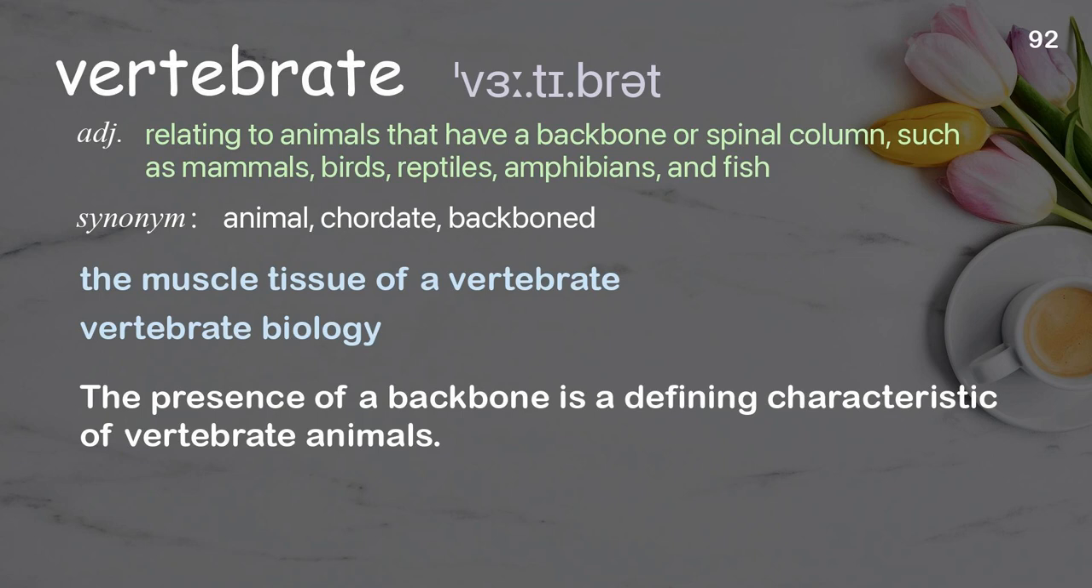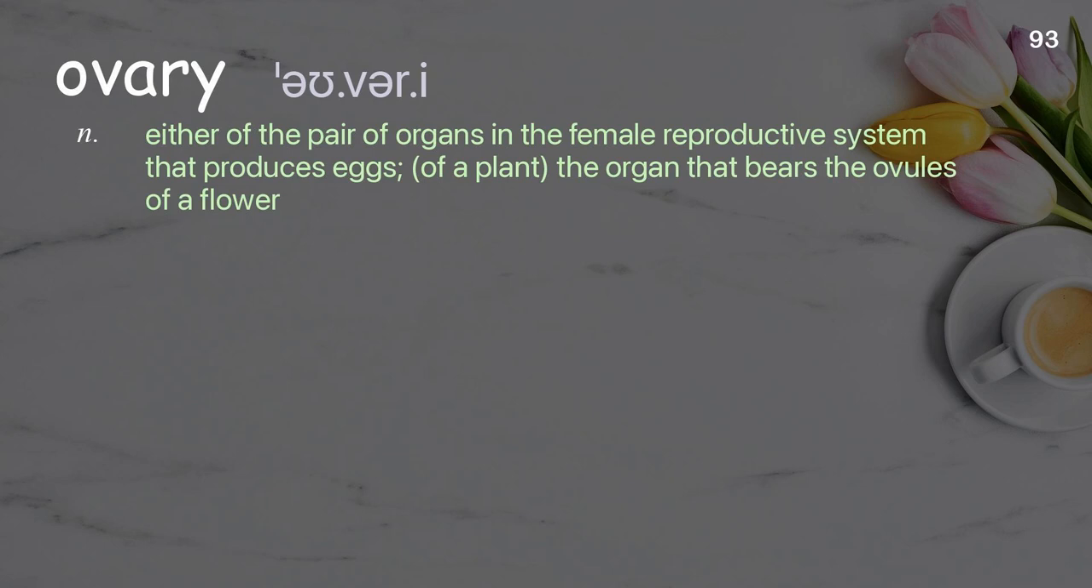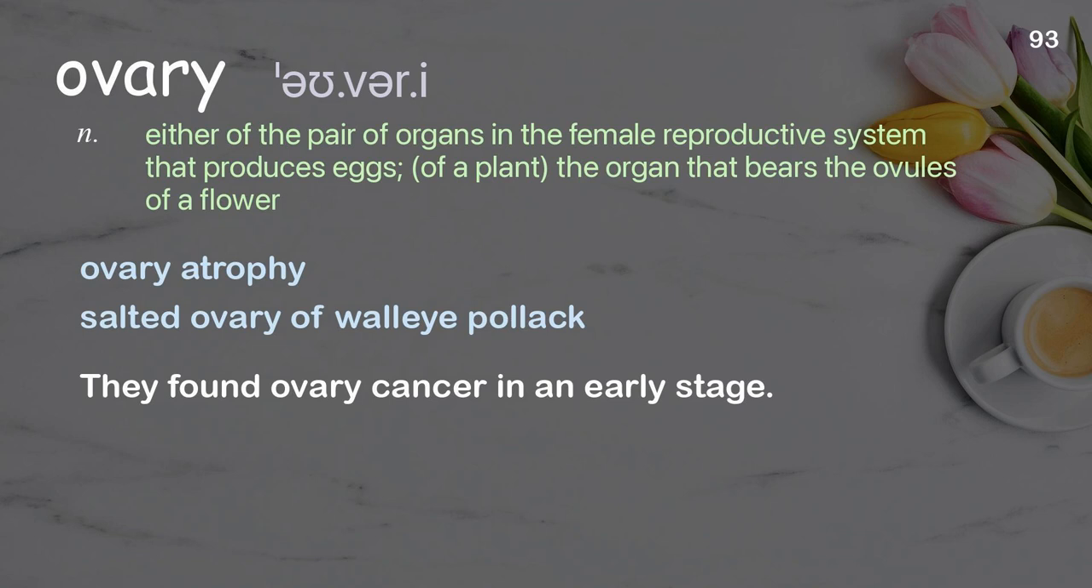Ovary. Either of the pair of organs in the female reproductive system that produces eggs, of a plant, the organ that bears the ovules of a flower. Examples: Ovary atrophy. Salted ovary of walleye pollock. They found ovary cancer in an early stage.